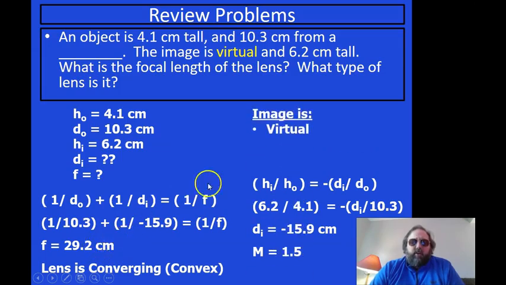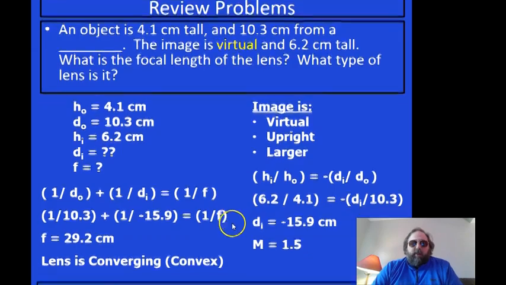Describing the image, it's a virtual image, because first off it said it was virtual, but di is also negative, so that's another way we can know that we did the problem right. It's upright, because virtual images are always upright, plus magnification is positive, and then it is larger, because m is bigger than 1, right? As well as our hi is bigger than our ho. Okay?